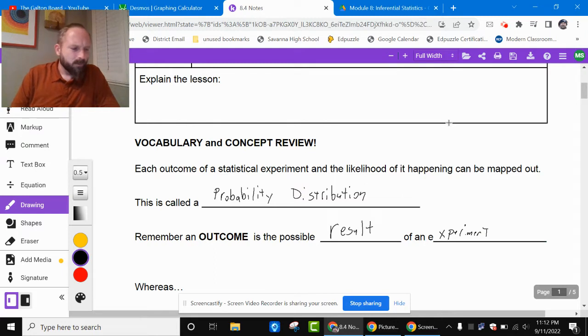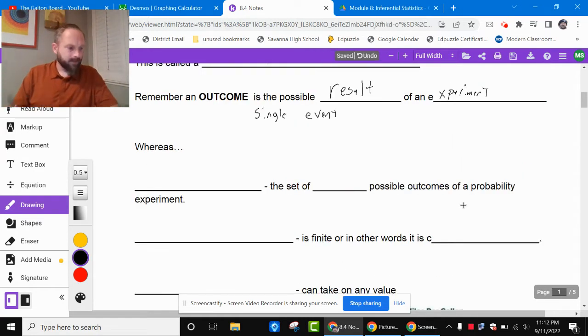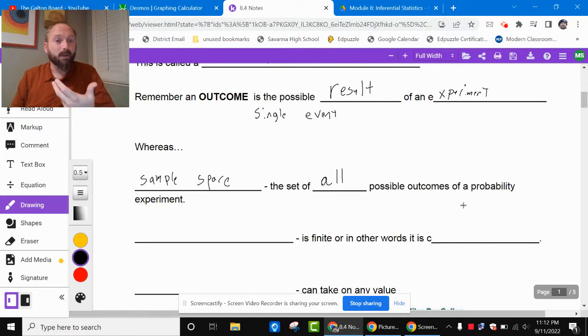Or, it's like one single event. Whereas, let's write this down, the sample space is the set of all possible outcomes of a probability experiment.